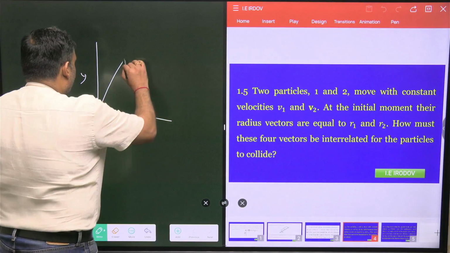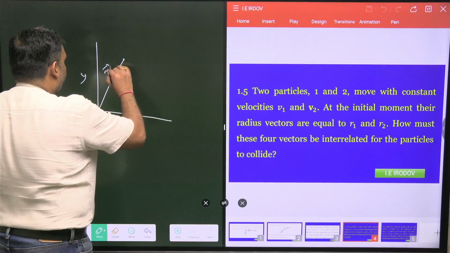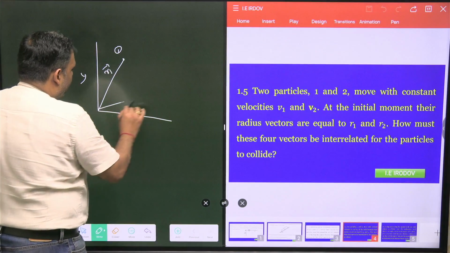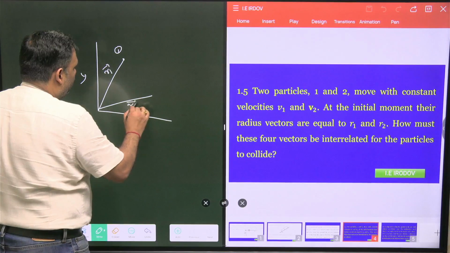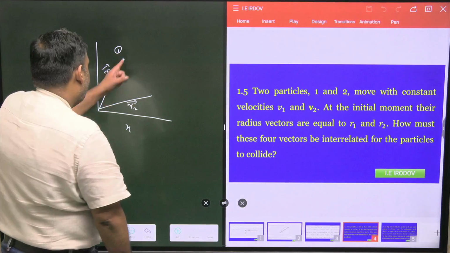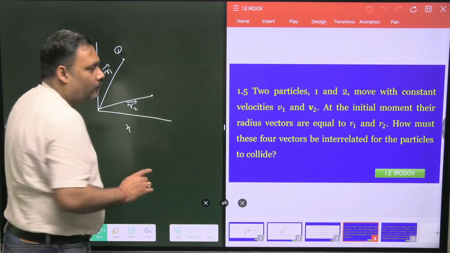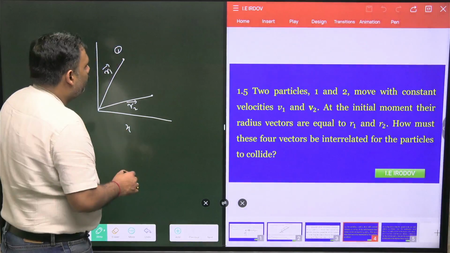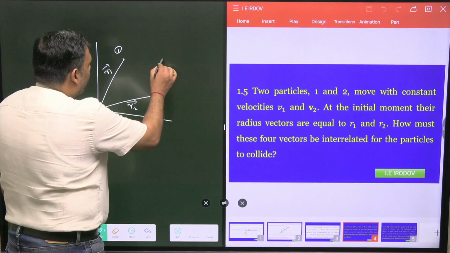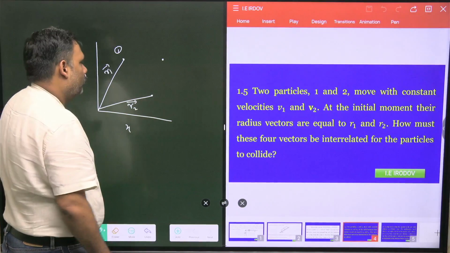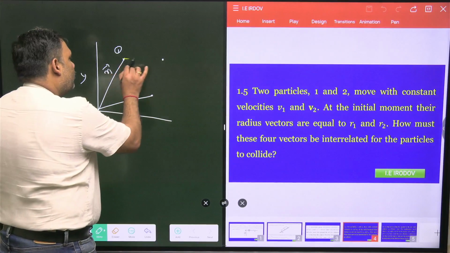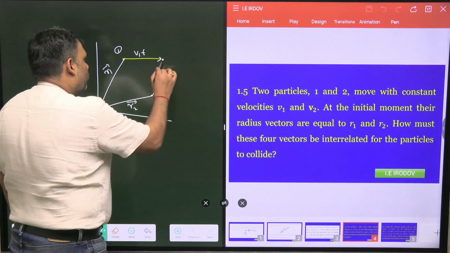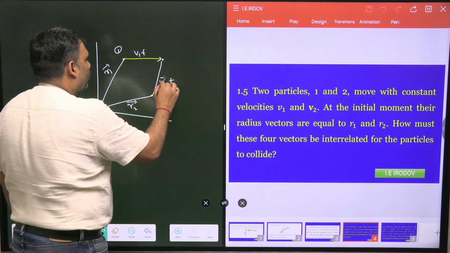Initially, my particle is at position vector r1. This is for particle 1. Particle 2 is at the position vector r2. And at these points, they have velocities v1 and v2, which are also vectors. After some time, let us assume they are going to collide at this particular point. So this displacement is v1 t, and this displacement is v2 t.